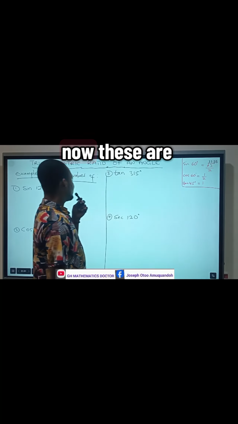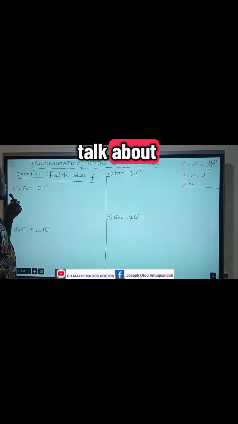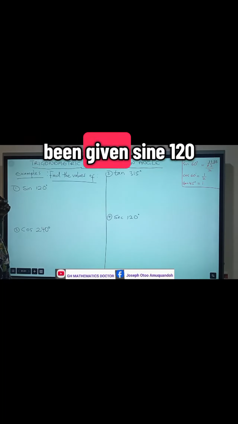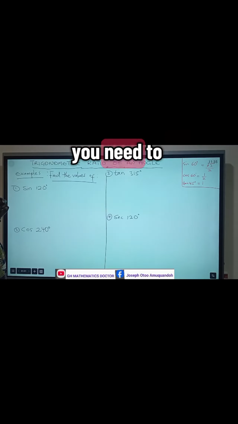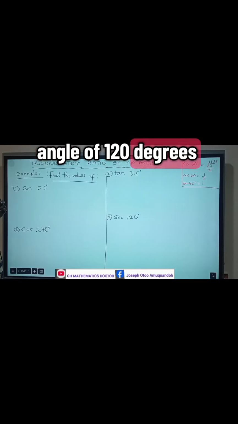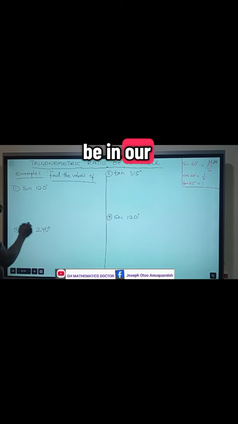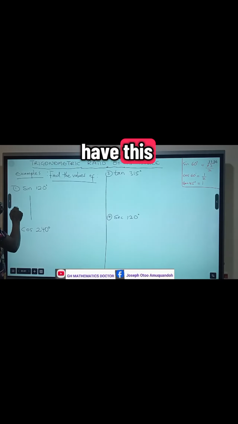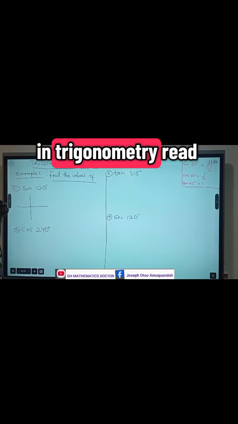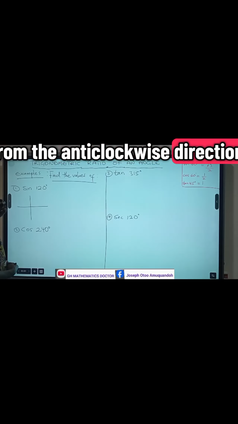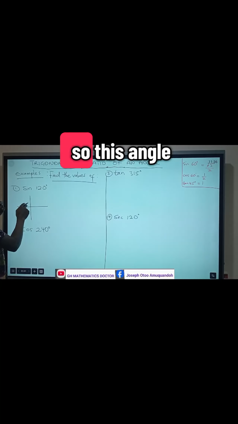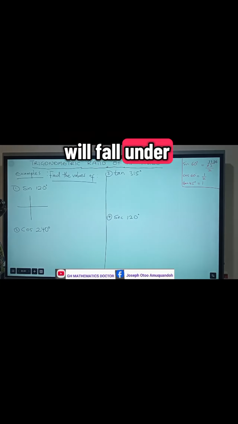Now, these are the examples that we're going to talk about. Find the values of, for example, you have been given sine 120. You need to first draw the angle of 120 degrees, where it will be in our quadrants. So we have this Cartesian plane, and in trigonometry you read from the anti-clockwise direction. This is 90 degrees and this is 120 degrees, so this angle will fall under the second quadrant.